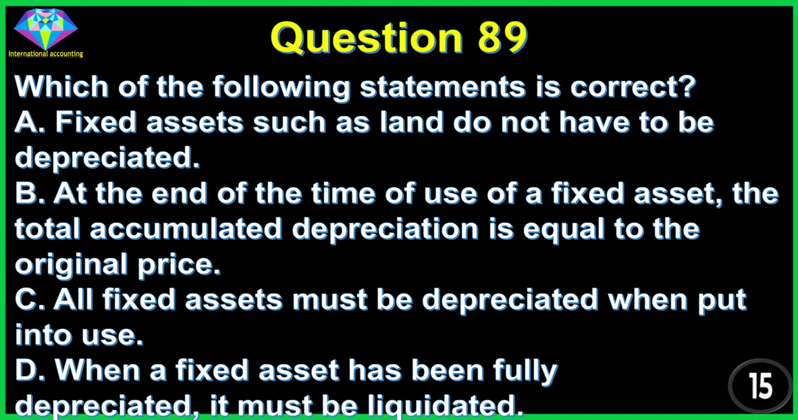Which of the following statements is correct? A. Fixed assets such as land do not have to be depreciated. B. At the end of the time of use of a fixed asset, the total accumulated depreciation is equal to the original price. C. All fixed assets must be depreciated when put into use. D. When a fixed asset has been fully depreciated, it must be liquidated.